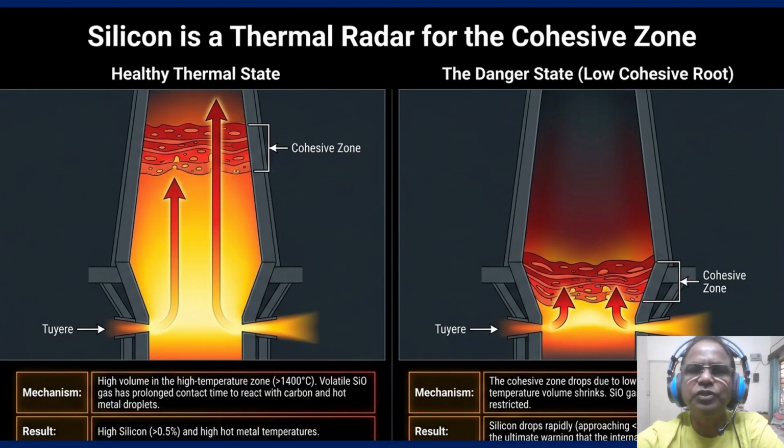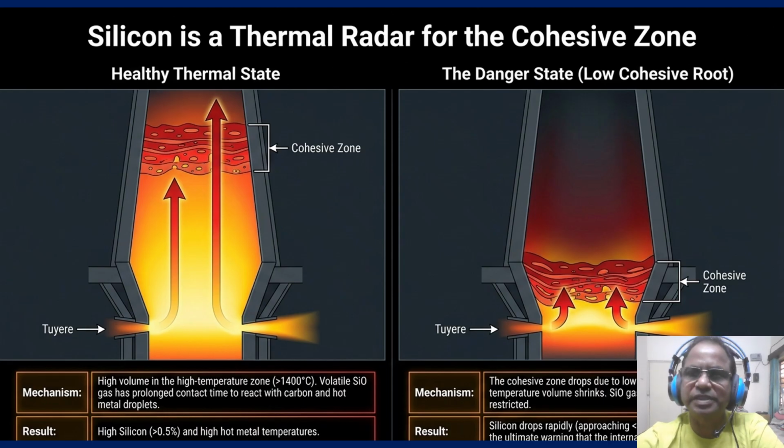On the left, you see a healthy thermal state. The cohesive zone is elevated, and the red arrow shows a steady high volume of gas in the high temperature zone above 1400 degrees centigrade. This allows volatile SiO gas prolonged contact time to react with carbon, resulting in high silicon over 0.5% and a stable hot metal temperature. Now look at the right.